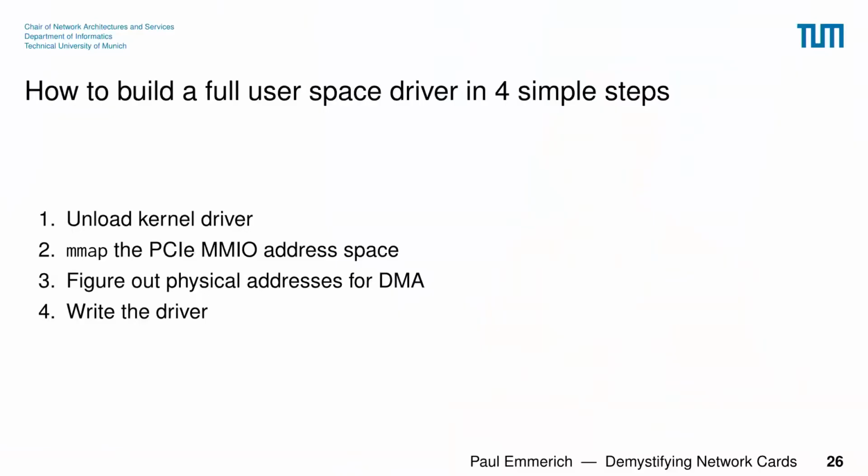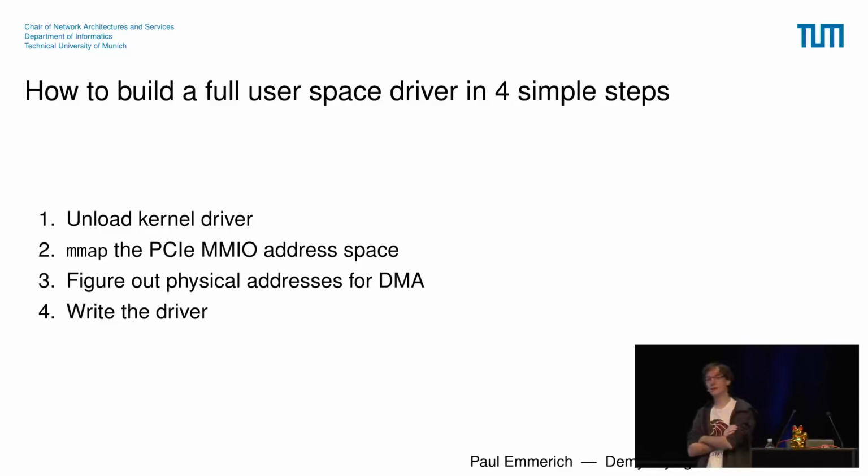So how can we build a driver for this? In 4 very simple steps. One, we remove the driver that is currently loaded because we don't want it to interfere with our stuff. Okay, easy so far. Second, we memory map the PCI memory mapped IO address space. This allows us to access the PCI Express device. Number 3, we figure out the physical addresses of our process address region, and then we use them for DMA. And step 4, which is slightly more complicated than the first 3 steps, is we write the driver.